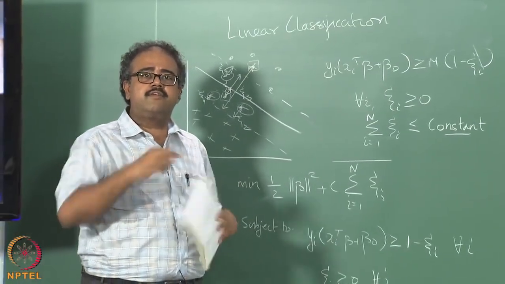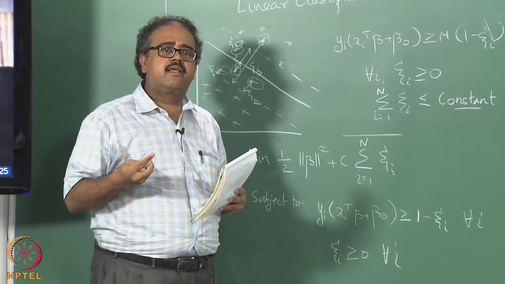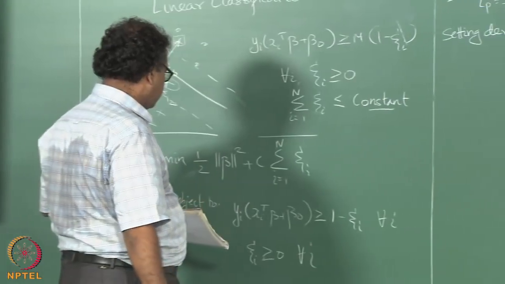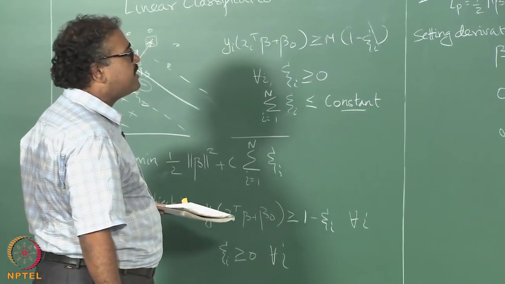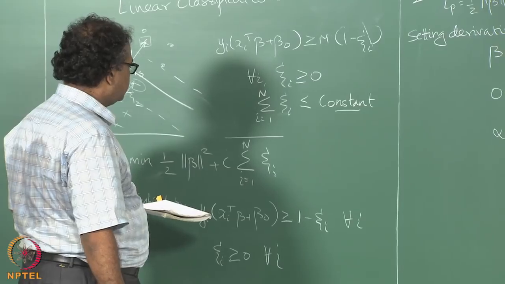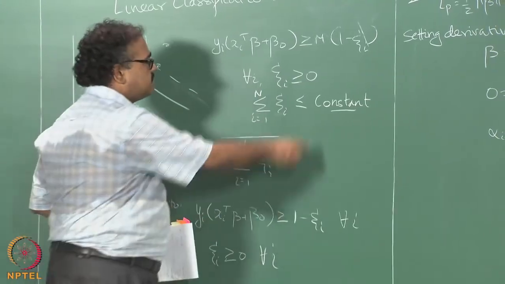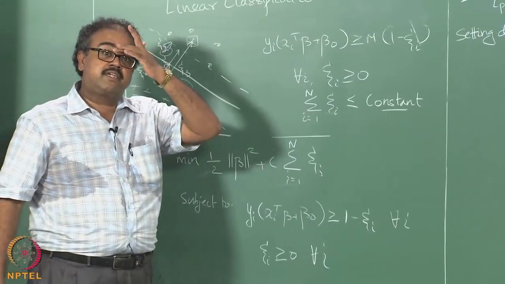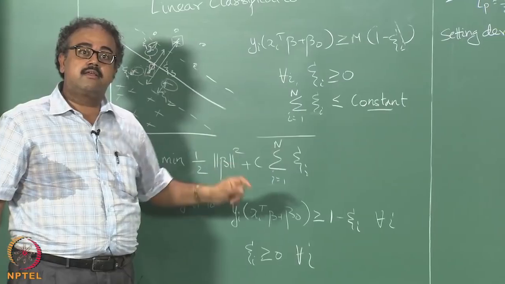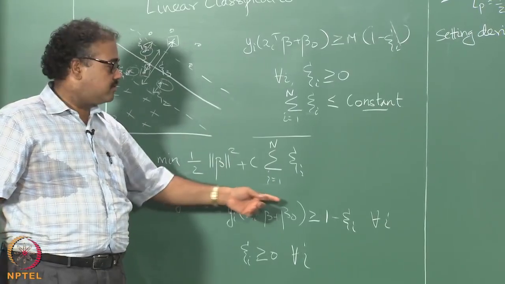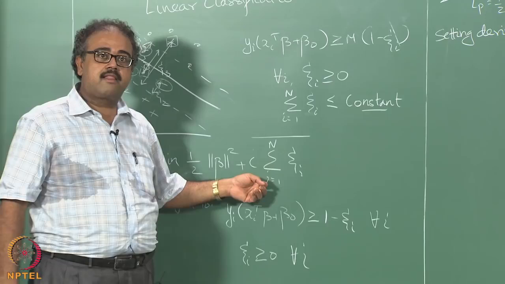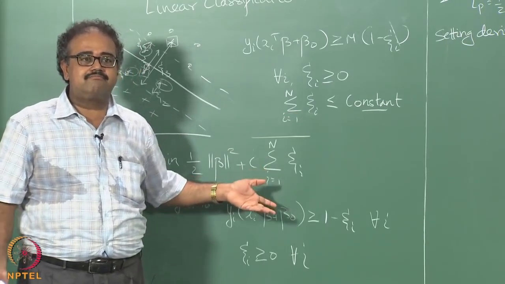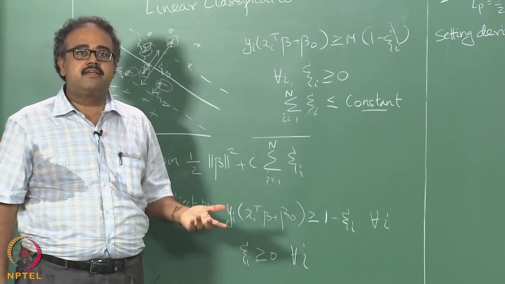It's not a single condition. It's there for each i. What about sigma ξi less than or equal to a constant? Do we need it? No, we don't. That is why we put that into the optimization objective function itself. By minimizing this, we are ensuring that sigma ξi will be less than some limit.